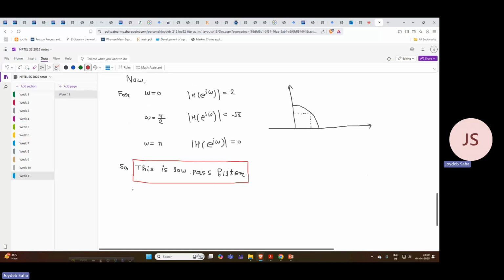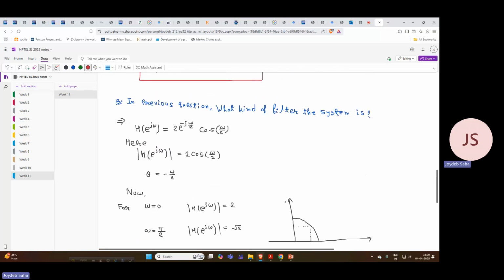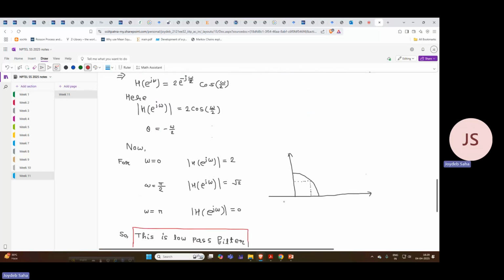This is low pass filter. So please have a look at the answer. Then we'll move to the next problem.